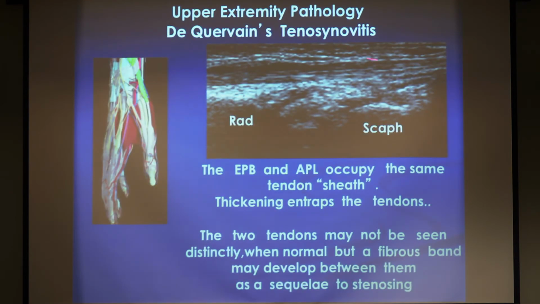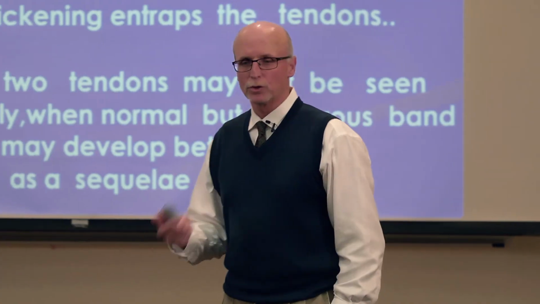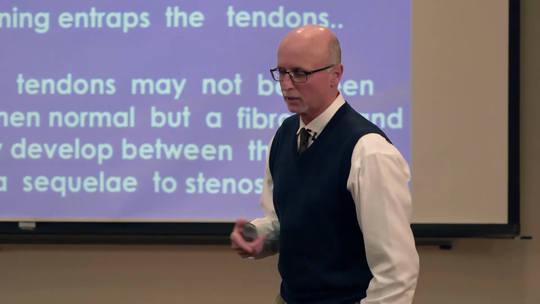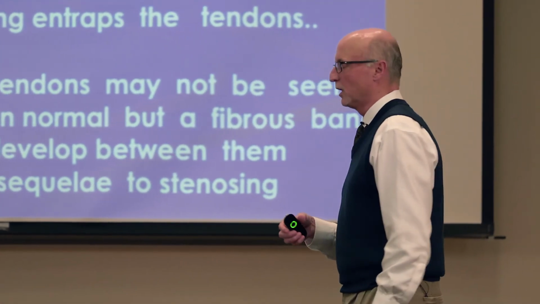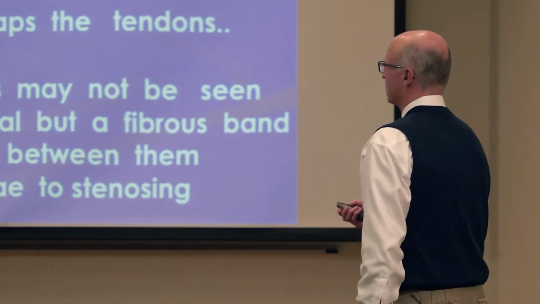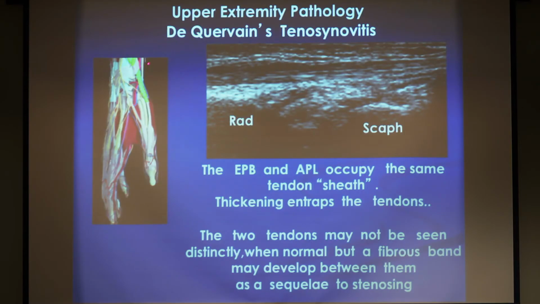De Quervain's, we talked about this also in the hand and wrist. The extensor pollicis brevis and abductor pollicis longus both occupy what's typically called the same tendon sheath. In reality, there is no tendon sheath that encloses these two tendons. They are actually entrapped by the extensor retinaculum. So in reality, we could call it retinaculitis instead of tenosynovitis.